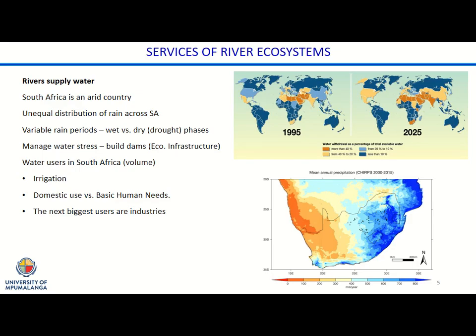Okay, so just to focus on the supply of water, do you guys really know that South Africa is an arid part of the world? But really, guys, I want to show you this map that compares 1995 to 2025, which is a prediction of water stress in the world. What parts of the world are going to go through water stress?